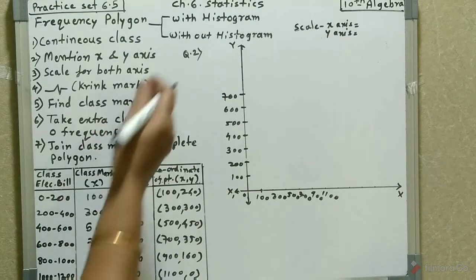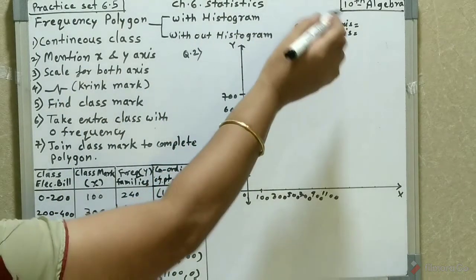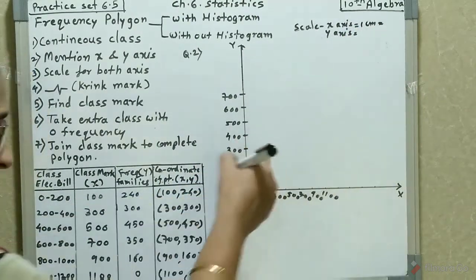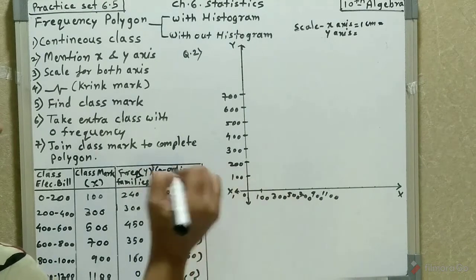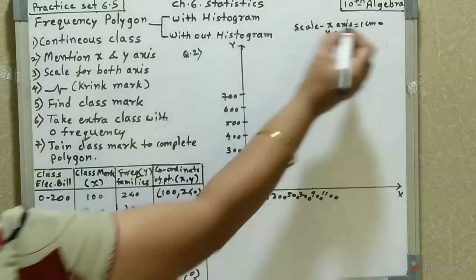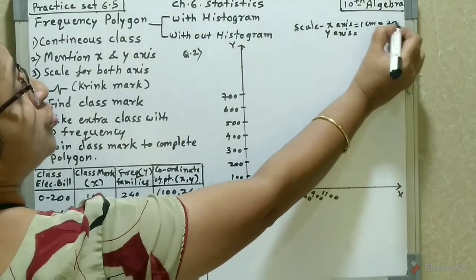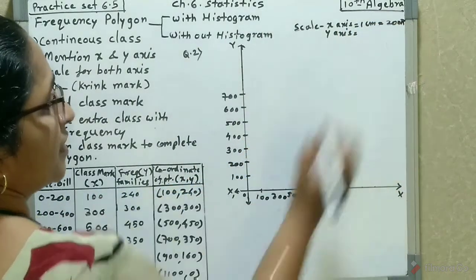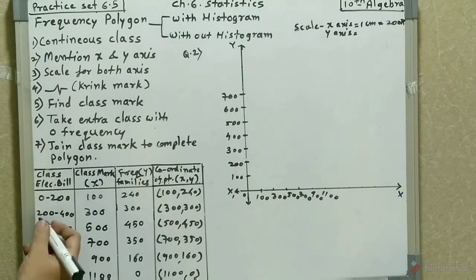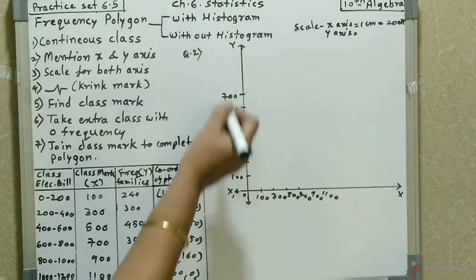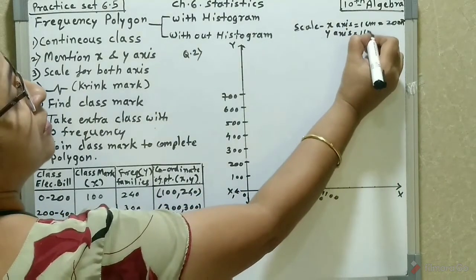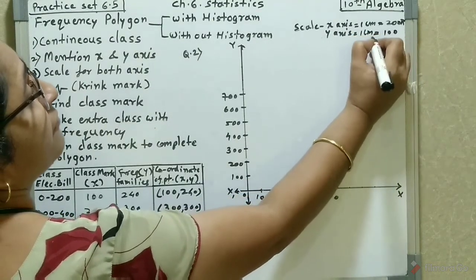Okay, so now we write the scale here. Scale on the x-axis: 1 centimeter equals how many rupees? We directly take the class marks, but in rupees how many? 200. So 1 centimeter equals 200 rupees. The difference from 100 to 300 is 200. Then on the y-axis, how many families? 100 families. So 1 centimeter equals 100 families.